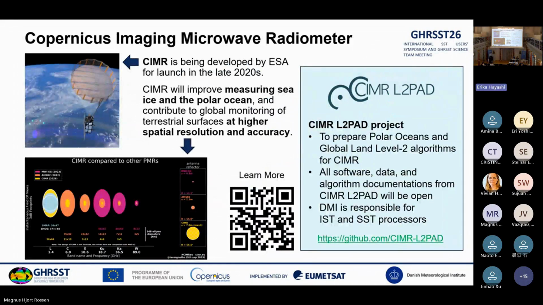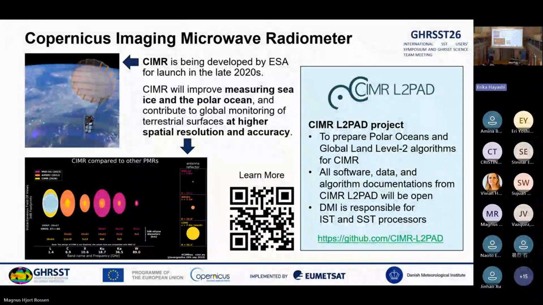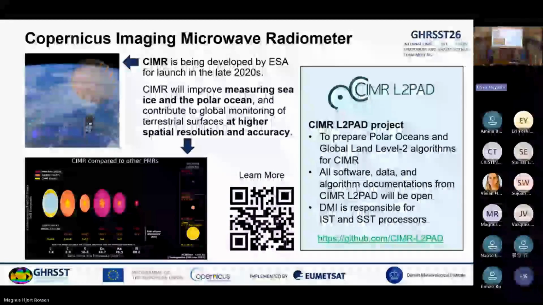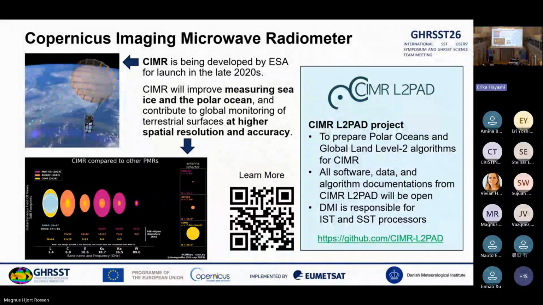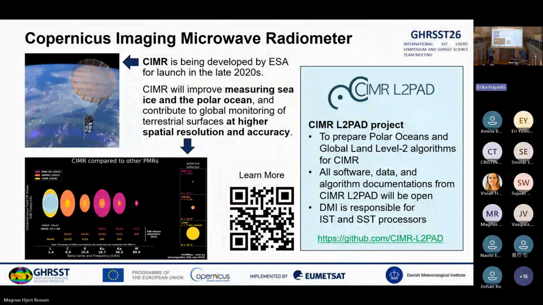We are expecting a new satellite in a few years. It is called the Copernicus Imaging Microwave Radiometer, or CIMR. CIMR is being developed by ESA for launch in the late 2020s, and it will improve measurement of sea ice and the polar ocean at higher spatial resolution and accuracy. As you can see in the bottom left figure, CIMR has a much smaller footprint compared to AMSR or SSMIS, which are previous passive microwave imagers.